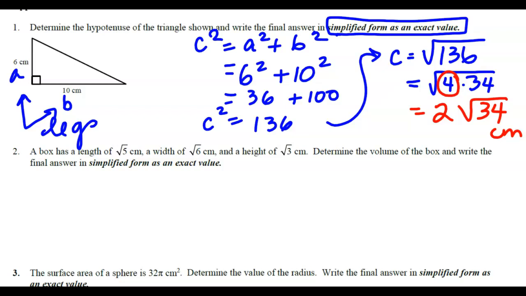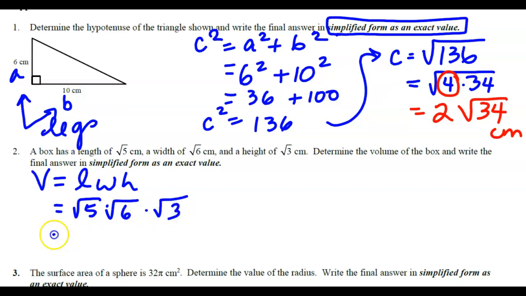Here's another one. A box has a length of root 5, a width of root 6, and a height of root 3. Determine the volume of the box and write the final answer in simplified form as an exact value. So remember, volume of a box, a prism, is length times width times height. So root 5 times root 6 times root 3. So when you're multiplying, we're not going to do a whole lot of multiplying, but basic ones like this, you multiply all of those radicands together. So that's going to be 30 times 3 is 90.